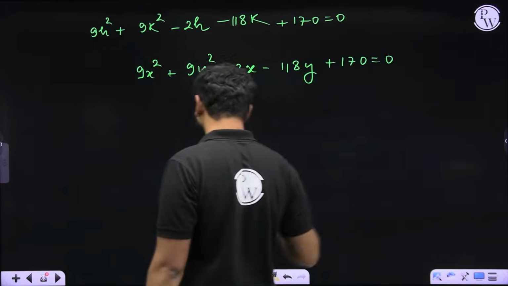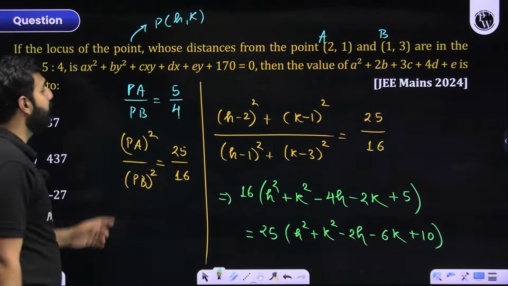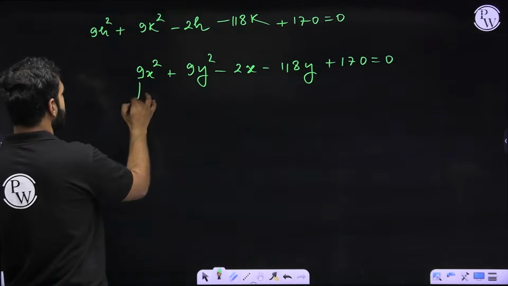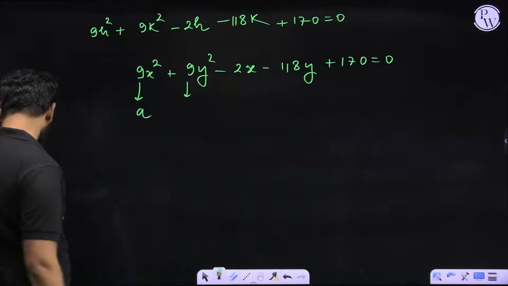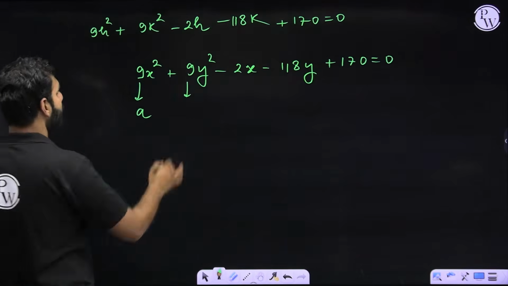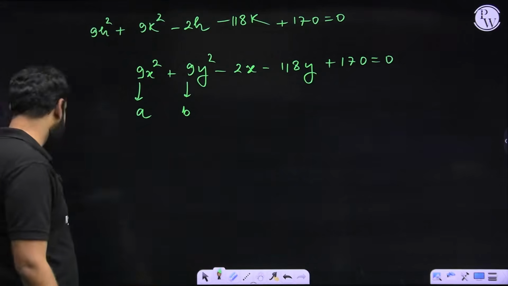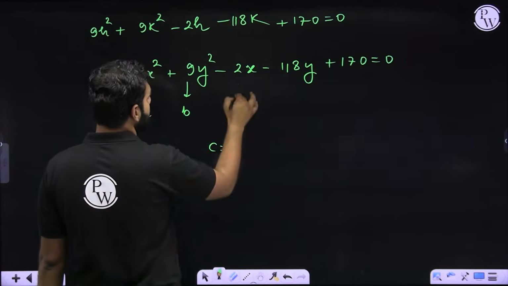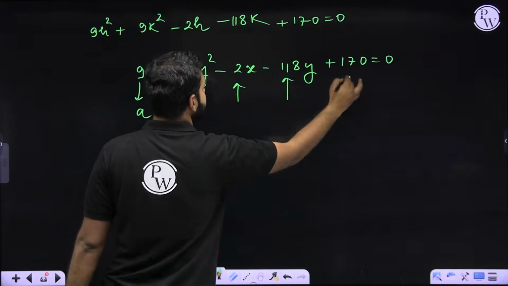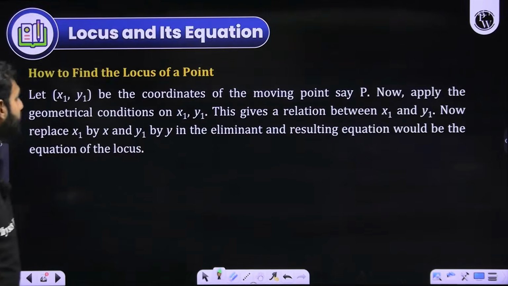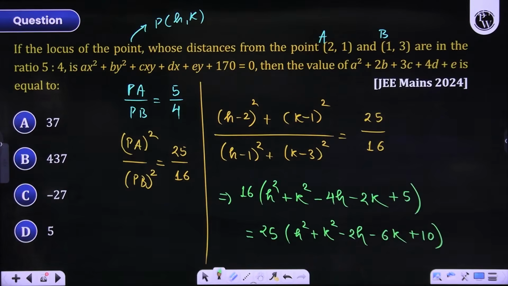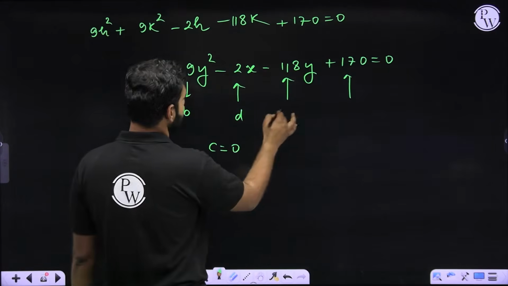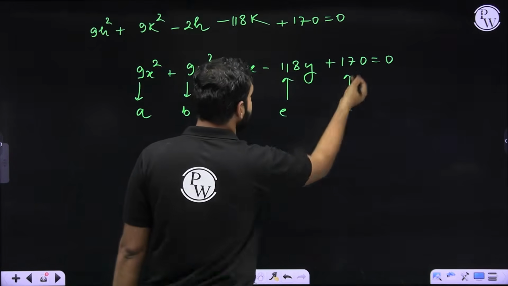Now the next part of this question I'm leaving up to you. You need to compare it with this. I hope you remember what is going to be a. A is going to be 9. What is going to be b? B is the coefficient of y square, which is 9. Coefficient of xy, there is no xy, so c is going to be 0. Similarly, this and this should be D and E, yes. So that is your D, this is your E, and to verify your 170, they have given it.